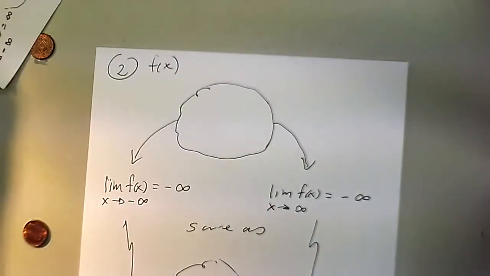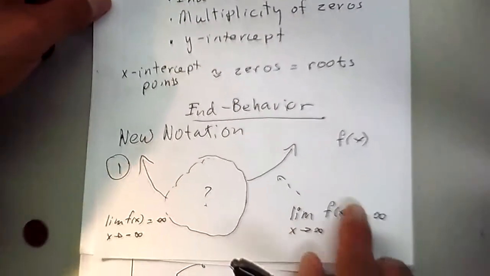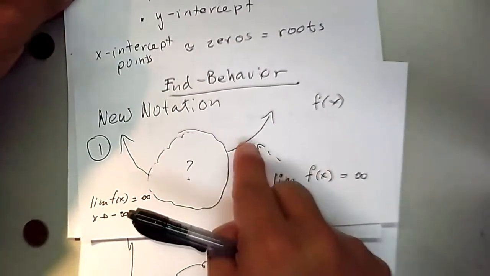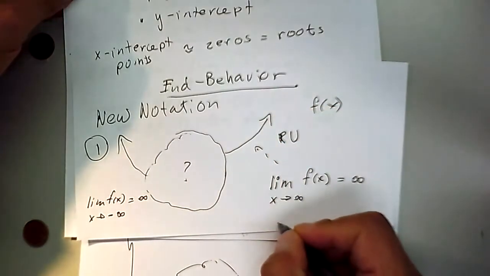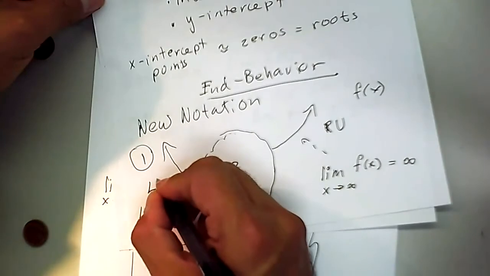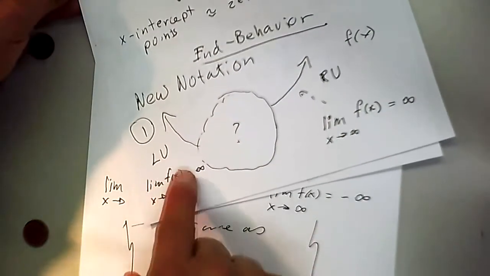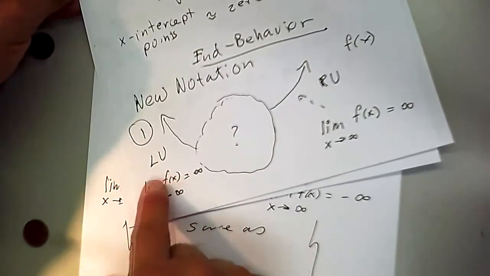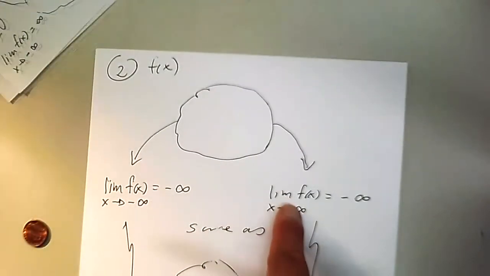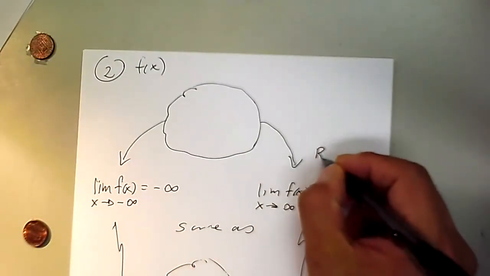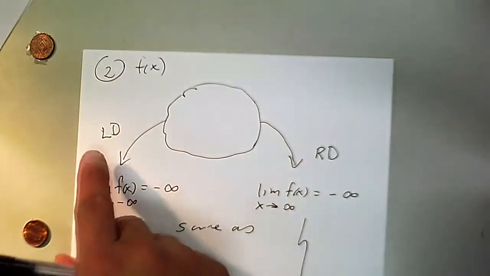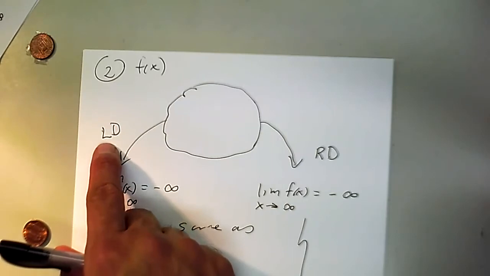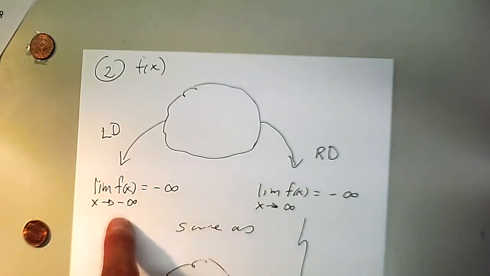In other courses, instead of writing all of this fancy notation, I just call this right up behavior, and this is left up behavior. This is the same thing. It's just much more fancy. Same thing with this. This would be right down behavior, left down behavior. So if you want to start using this initially, that's fine, as long as we can translate into this.